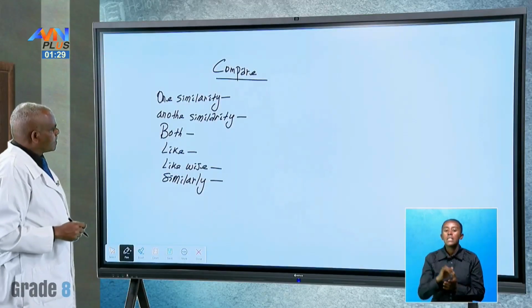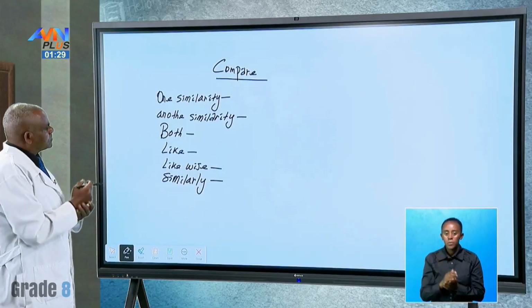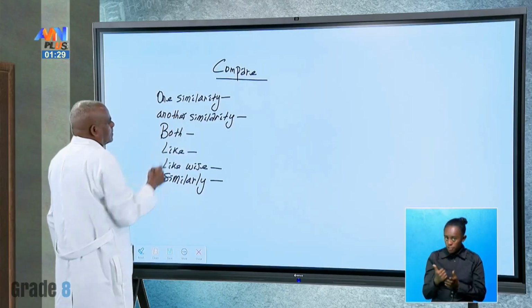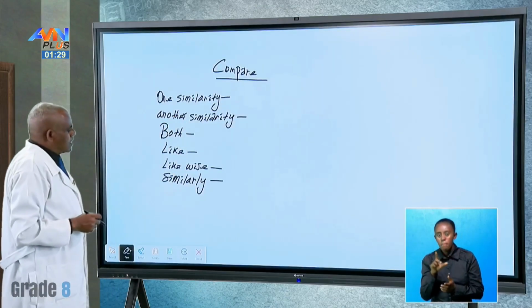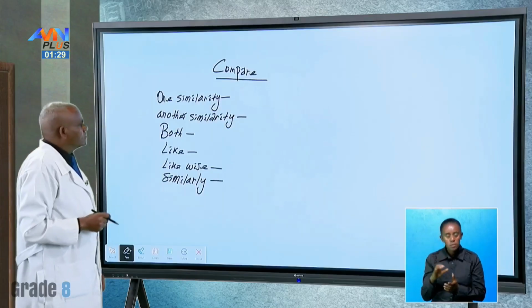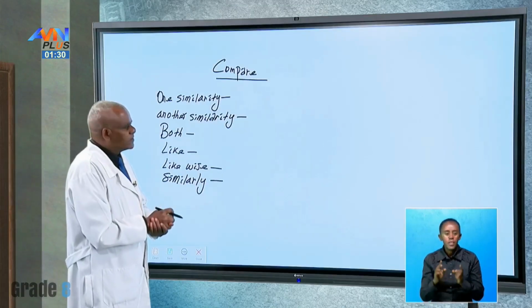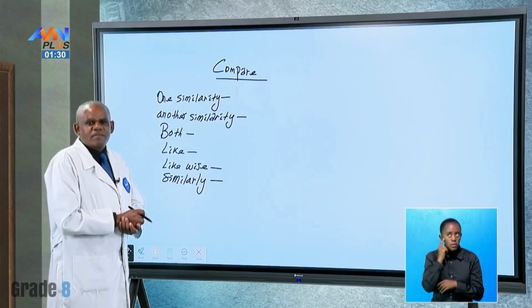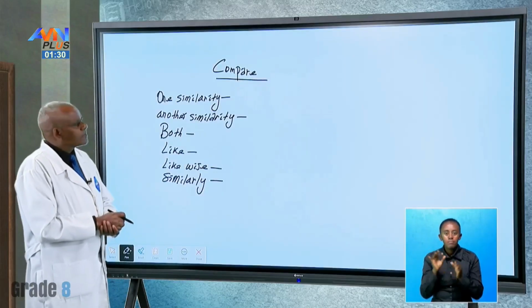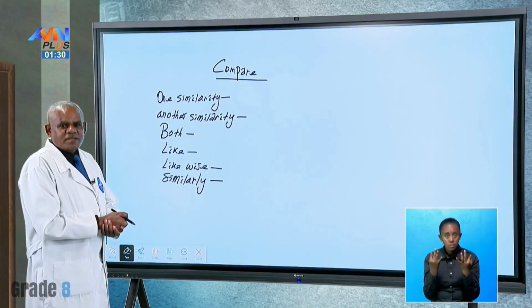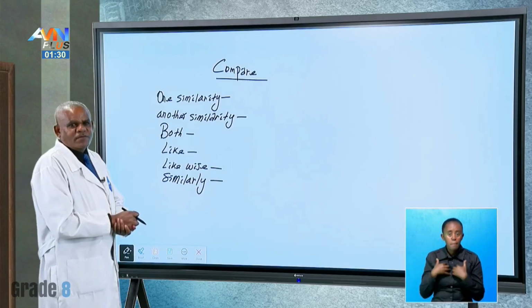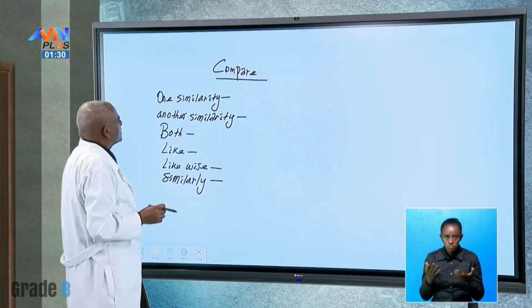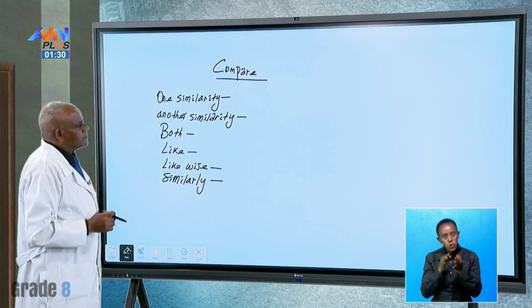Similarly. Look at these expressions: one similarity, another similarity, both, like, likewise, and similarly. Very nice. Do you know, I think dogs and cats, they are pet animals, right? Very good. Let's make one sentence with the expression one similarity.